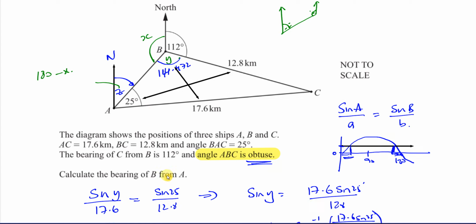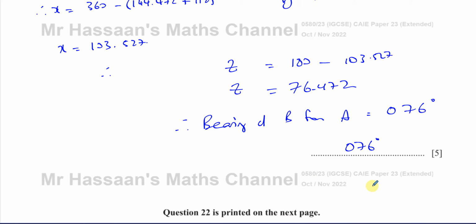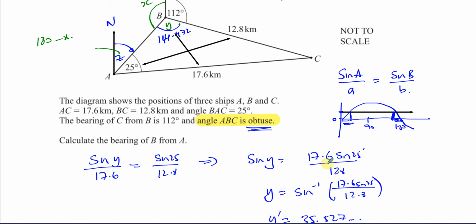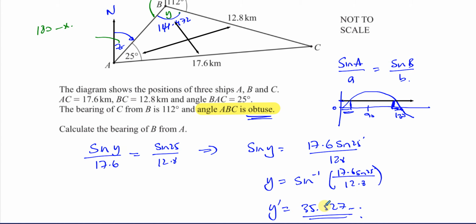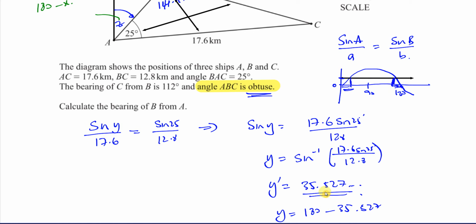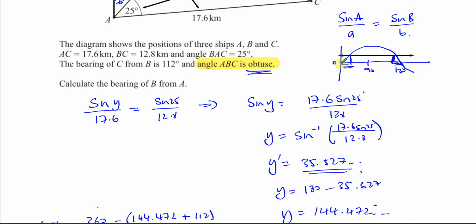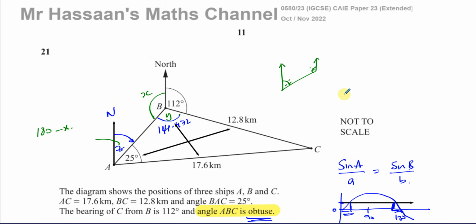So please make sure that you read the question carefully and you pay attention and you realize this thing about the sine rule. The sine rule will always give you an acute angle. If the question asks you for an obtuse angle, you take that angle you found and you do 180 minus that angle, and this is the reasoning behind it. So I hope that was clear.